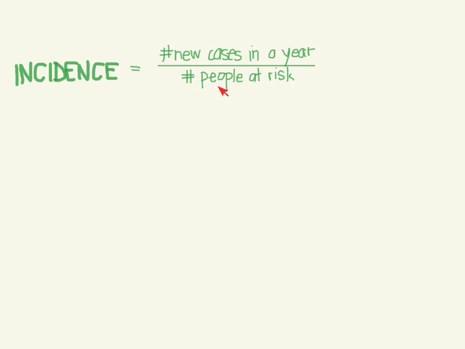So first let's talk about incidence. This is a measure of the risk of developing a disease or some condition over some period of time. Here we can say the number of new cases of the disease in a year, or whatever time frame you're looking at, and you divide that by the number of people at risk for that disease.